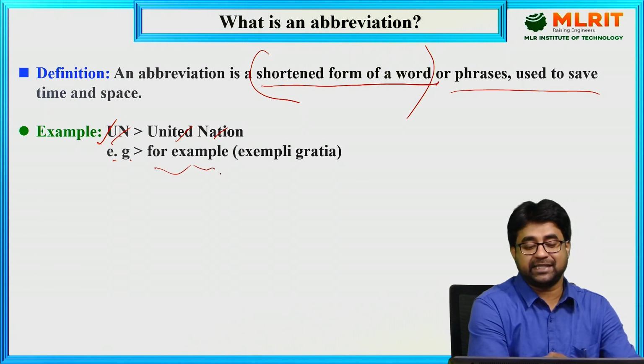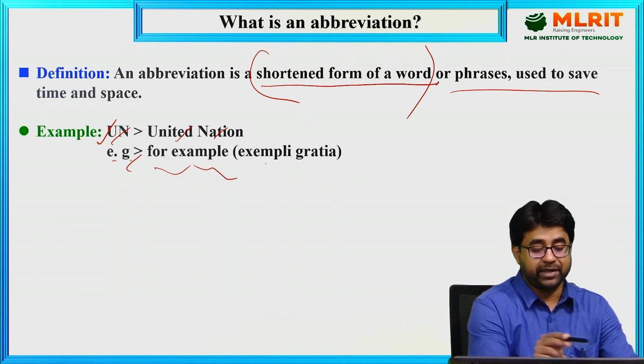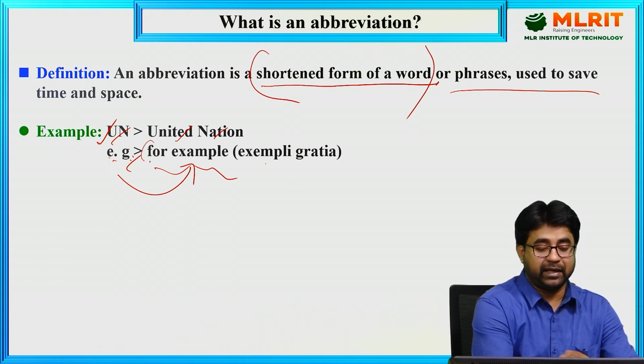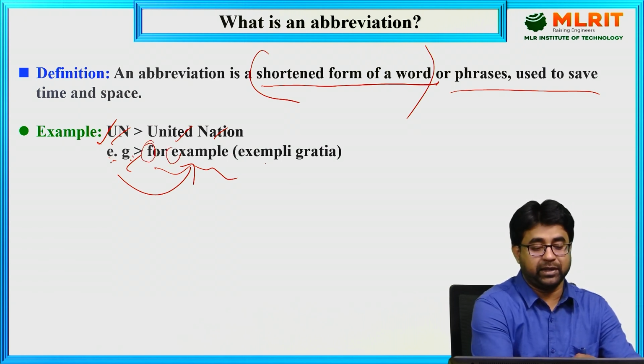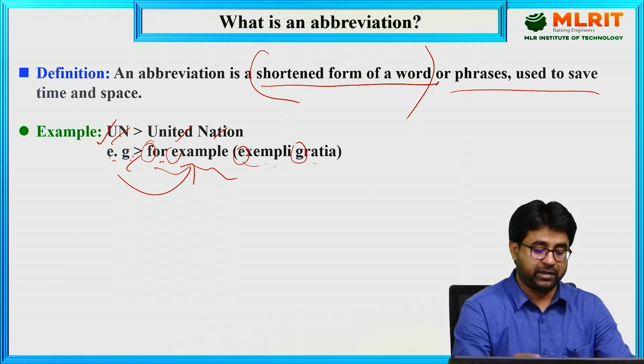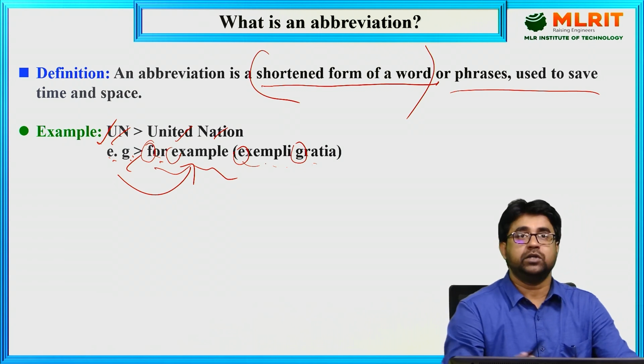E.G., that is, for example, actually it's from the original. Now you might get confused, E and G, it's not matching with the first letter. Actually, it's from a Latin phrase, exempli gratia, right? So E and G means for example. The translation means for example only. So these are the examples.